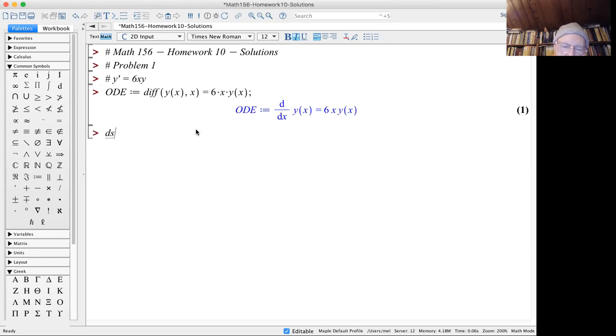And the command is dsolve. D stands for differential equation. And just write dsolve of the ordinary differential equation. And that's the solution. C1 is just a constant. So the general solution is a constant times e to the 3x squared. And you can check by differentiating that the derivative of y is 6xy. That's all there is to it.